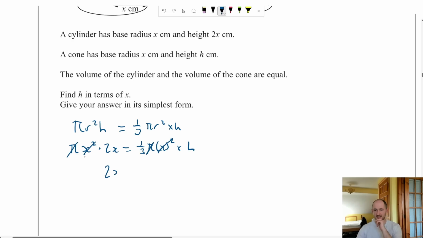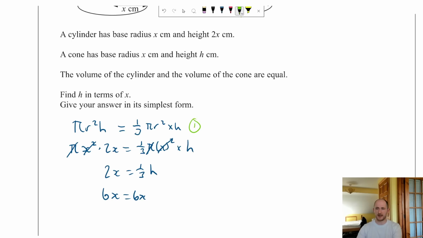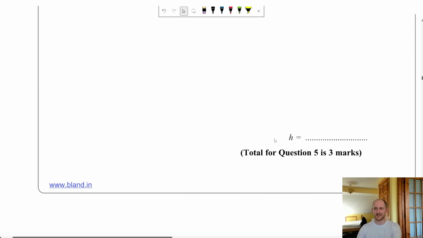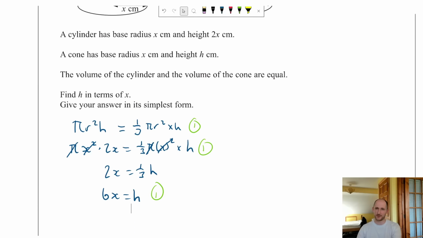So I get 2x equals 1 over 3l. Why did I write l and not h? That should be h, sorry. I think I meant to write h, but my hand didn't move enough. A third h, which means times both sides by 3, h is equal to 6x. Classic. So, again, a mark for making them equal, a mark for a substitution, a mark for, oh my god, 6x equals 6x? Come on, Mitchell, what are you doing? Equals h. Sorry, I need to slow down a bit, but that's where you get your 3 marks from.